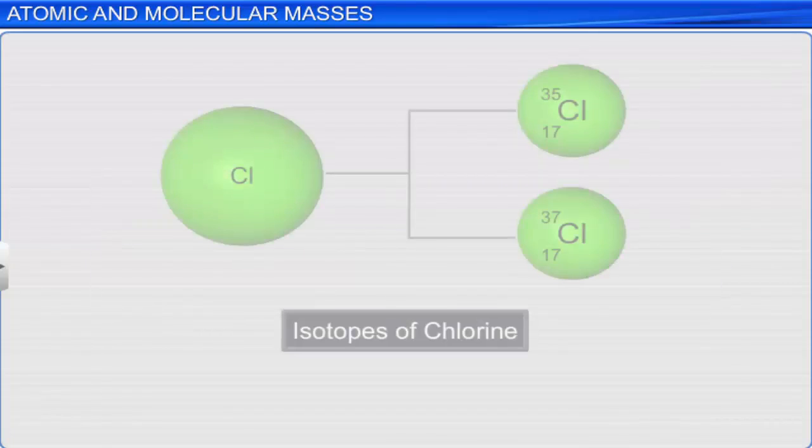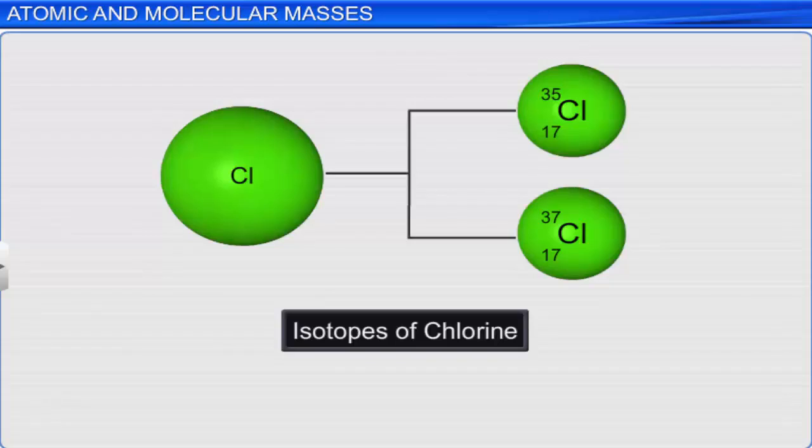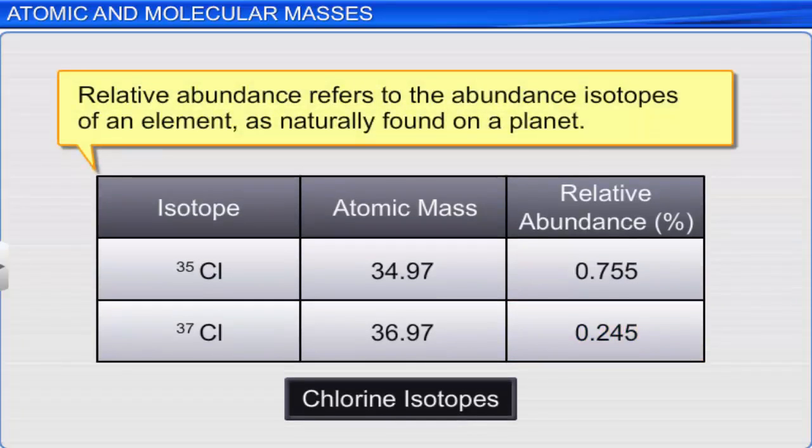We know that when atoms of the same element possess different atomic masses, they are known as isotopes. Hence, for isotopes, the average value of the atomic masses is considered as the atomic mass. For example, chlorine has two isotopes with atomic masses of 34.97 and 36.97 units respectively. The relative abundance of the isotopes is 0.755 and 0.245 respectively. Relative abundance refers to the abundance of isotopes of an element, as naturally found on a planet.